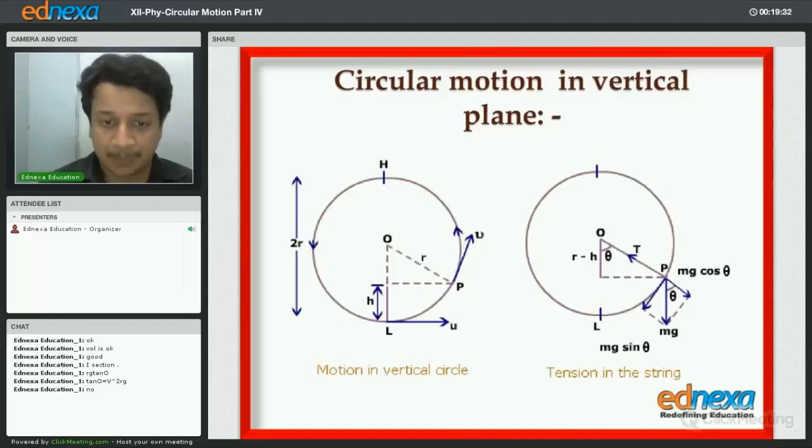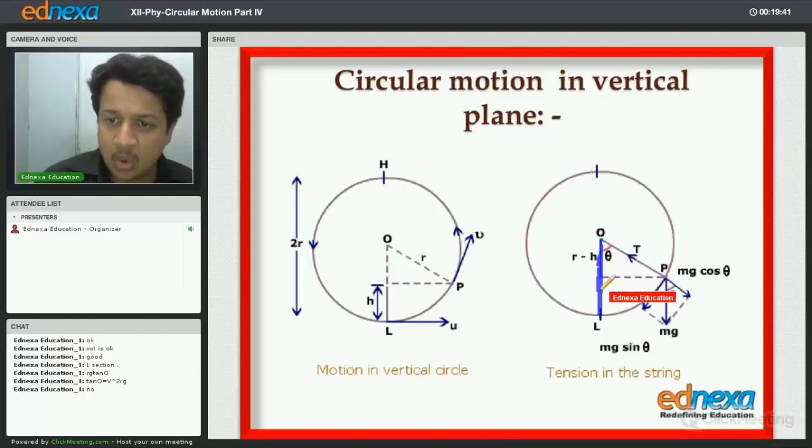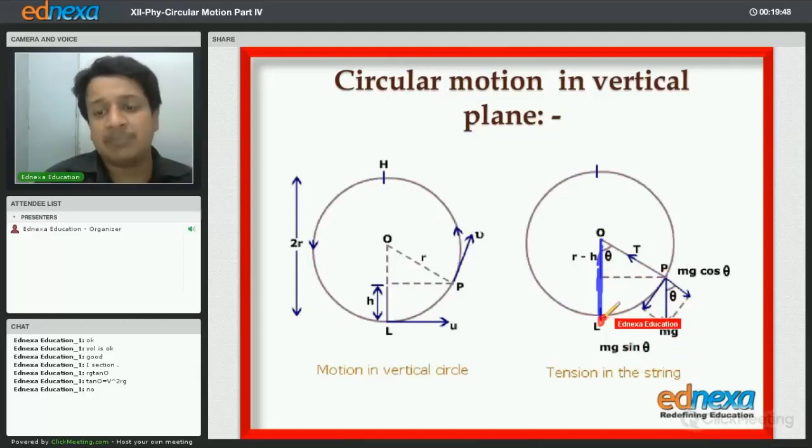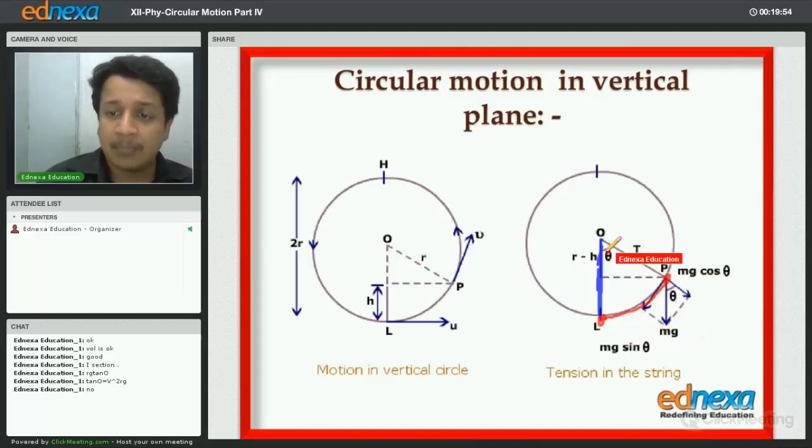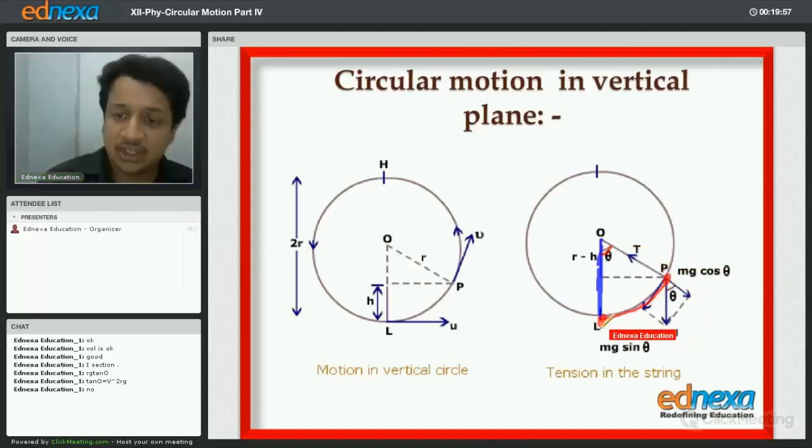vertical circular motion. Initially, the thread is like this way, that is OL, and the object is at point L, means the bob is at point L. After some time, the bob will reach point P by making angle theta. Initially at point L, tension is acting in which direction? Tension is going to act exactly in upward direction.